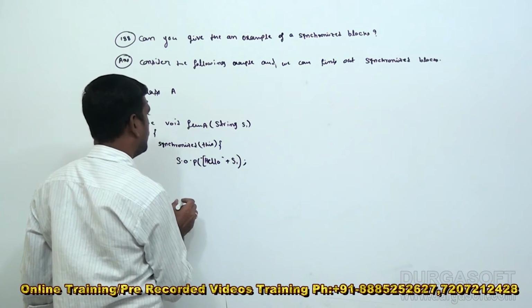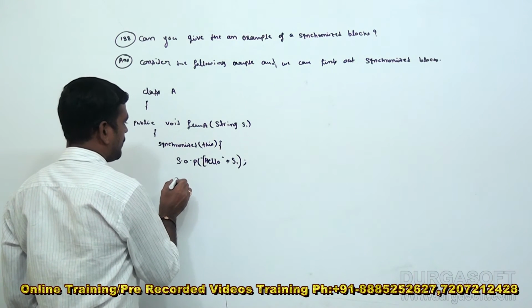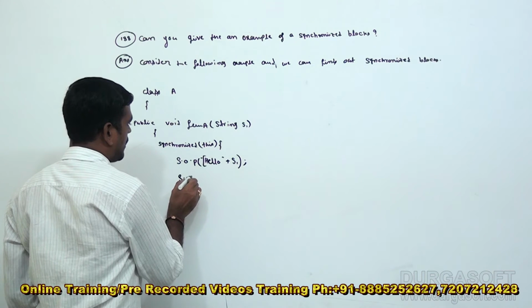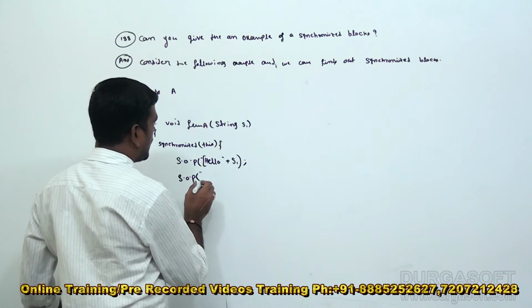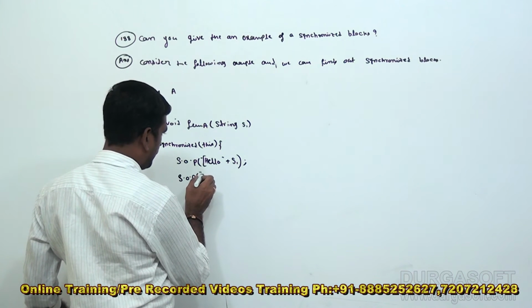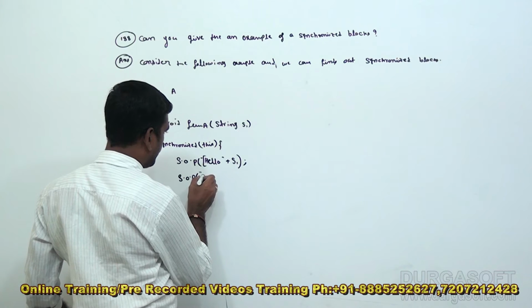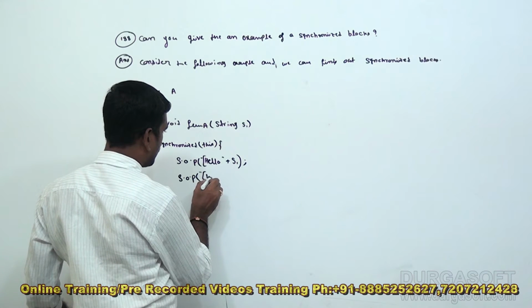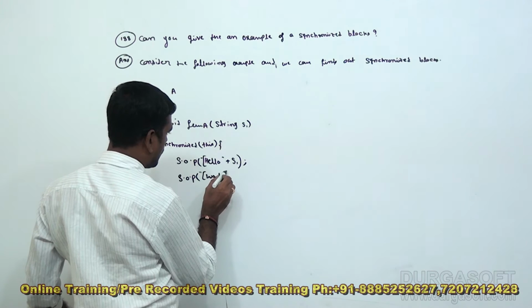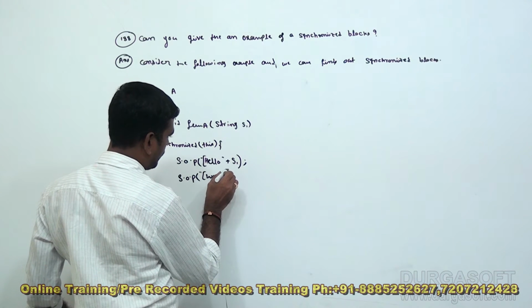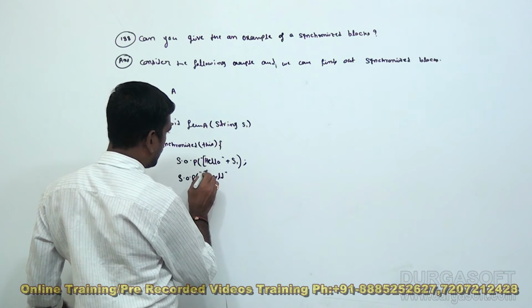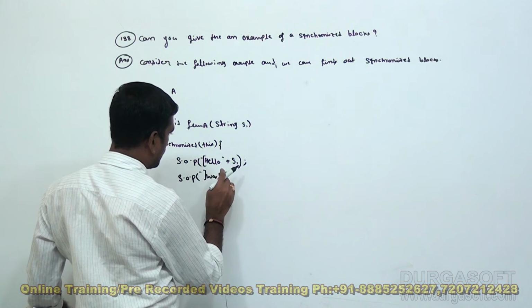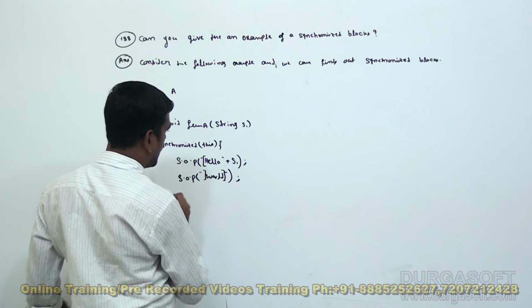The next, System.out.println, here I am going to take world. Right? That's enough.